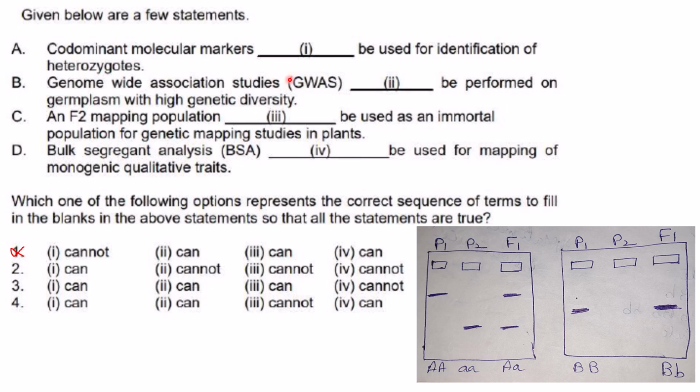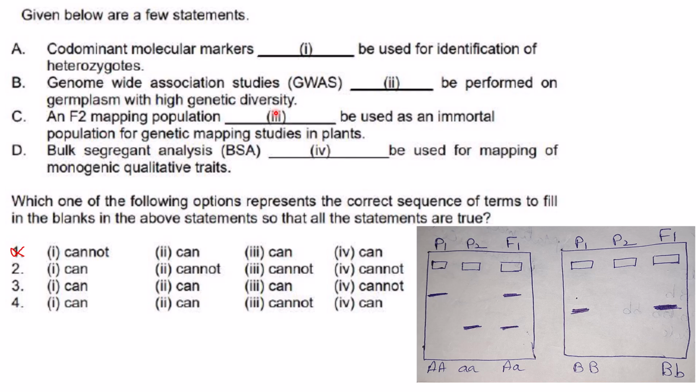Then genome-wide association studies. Regarding this I have discussed in your morning shift question paper conducted in the same year. You can go through that. Genome-wide association studies dash be performed on germ plasm with high genetic diversity. Yes, they can be performed on germ plasm with high genetic diversity, because genome-wide association studies want a large pool of alleles to study the marker linked to the trait.